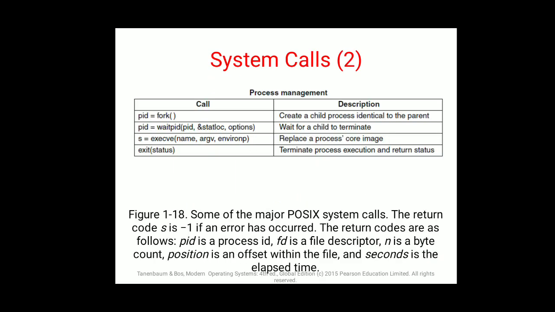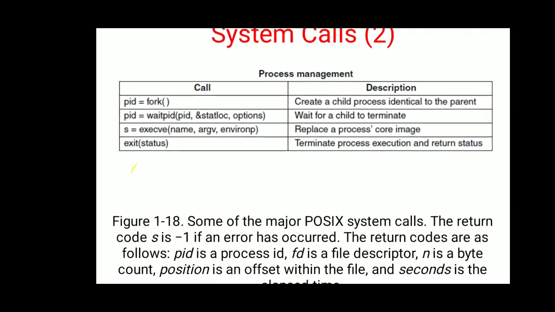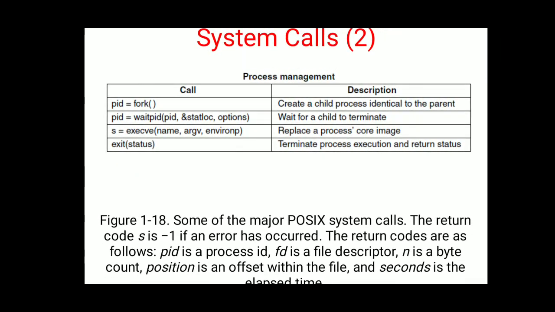Now there are many system calls. The first one is system calls for process management. In process management, we have fork: pid = fork. The fork function is used to create a child process identical to the parent process. Think of the main folder; if inside it you create folders, those inside folders are called child processes, whereas the main folder is called the parent.